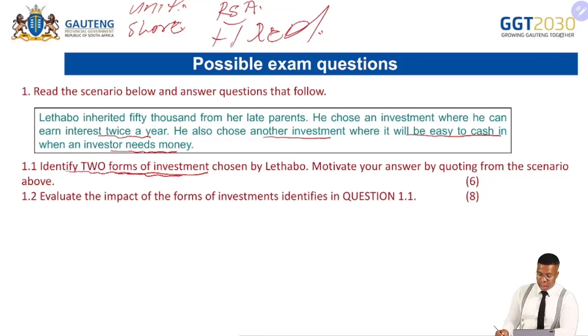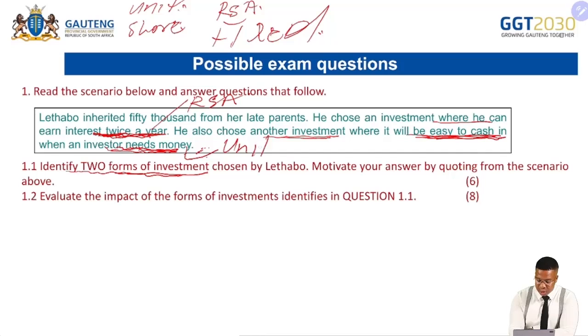So let's see which one is the answer then. They say Litabo chose an investment where he can earn interest twice a year. So which form of investment is that one? And then he also chose an investment where he can easily cash in when the investor needs money. So which investment is that one as well? Because when the scenario is being developed, they use the impact of the forms of investment. So they use the RSA here, RSA, retail savings bond. And then looking into the form of investment that is easy to cash in, we are looking into the unit trust there.